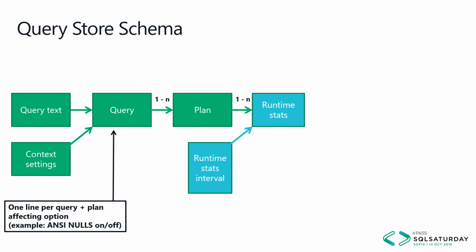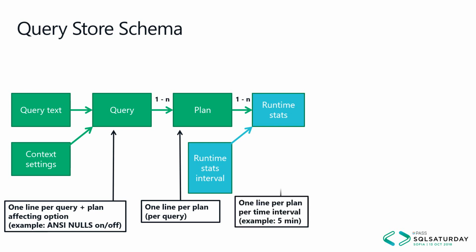Then, for each query, Query Store will keep track of many query plans. All the query plans that query is using. Each time the query is compiled and a new plan is created, a new record on this table is created. One line per plan. And for each plan, Query Store keeps runtime statistics, recording the information about the execution. Does it record information about every execution? No.